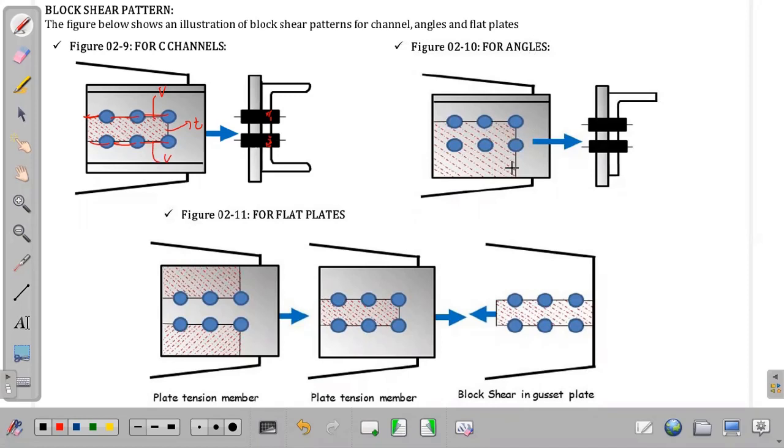Okay? So when we have an angle bar, this will be our failure in block shear, this is our tension, and this is our shear. So this is our shear. Shear. And then we have here the tension failure.